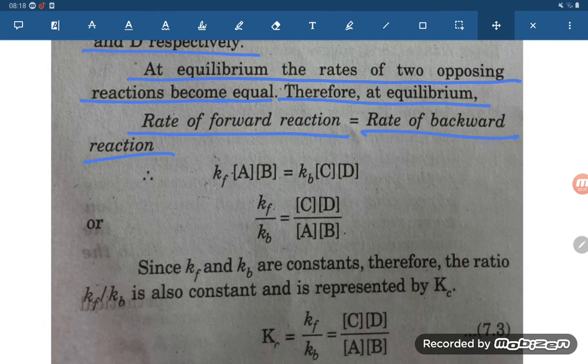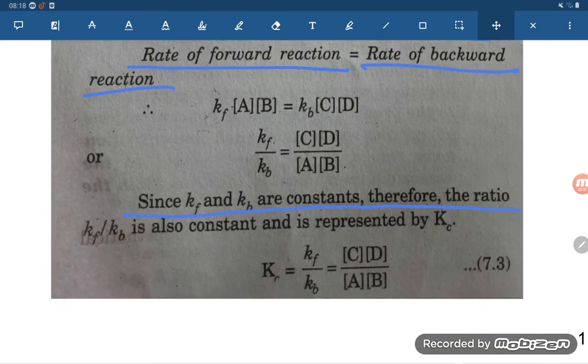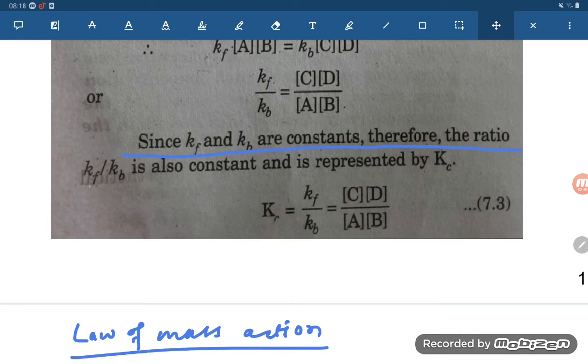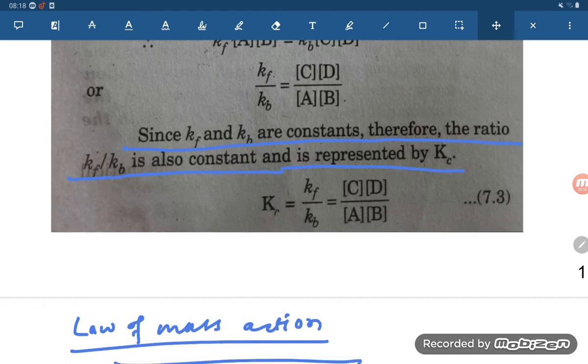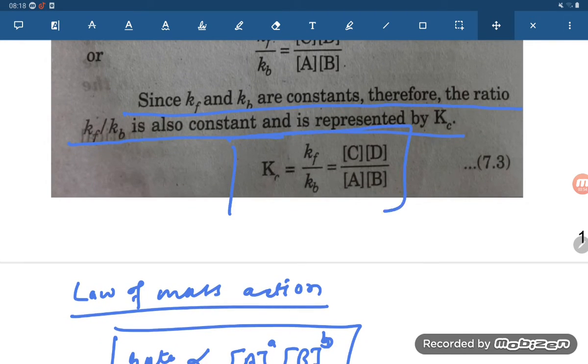So Kf [A][B] is equal to Kb [C][D]. So Kf by Kb is equal to [C][D] upon [A][B]. Since Kf and Kb are constants, the ratio Kf by Kb is also constant and represents Kc, the equilibrium constant. So Kc is equal to Kf by Kb, equal to the active mass of C and D upon the active mass of A and B. So this is the equation.